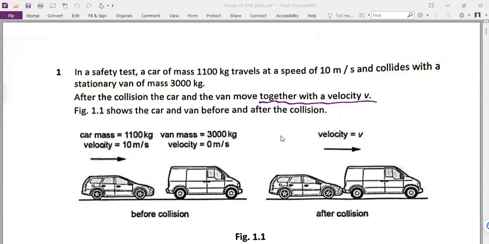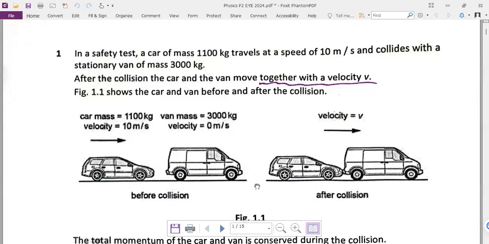Question number one says that there is a car with the mass and the speed, and it's colliding with another van. Mass is given, and they both move with the velocity. So we are using the law of conservation of momentum. Momentum before collision should be equal to momentum after collision.